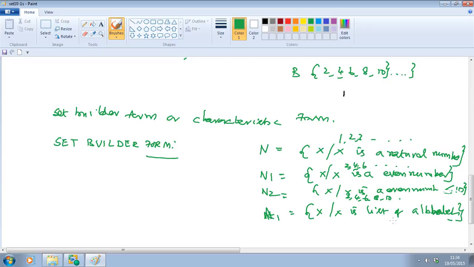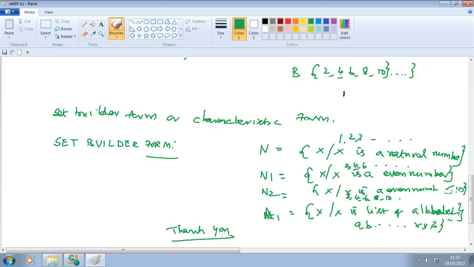In the next case, it's a list of alphabets, so we have to write A to Z: A, B, C, D up to X, Y, Z. In set builder form, sometimes we are able to define it. If we are not able to define it, we will use the roster form or list method. With this, we come to the end of chapter 1.